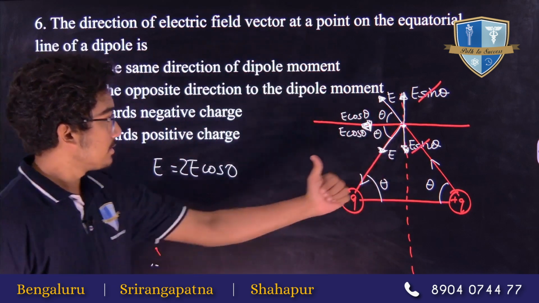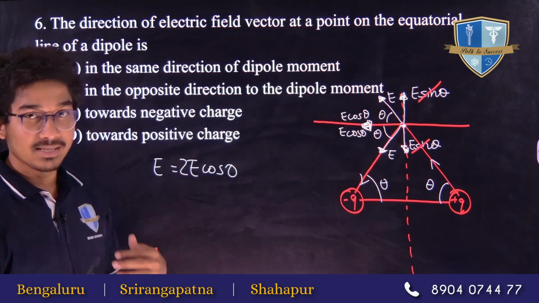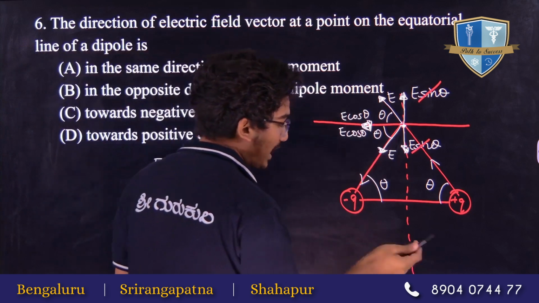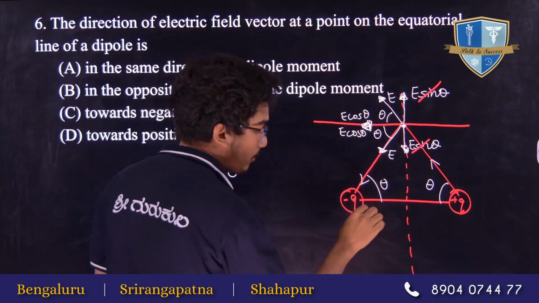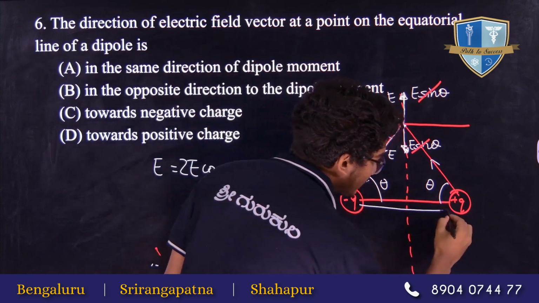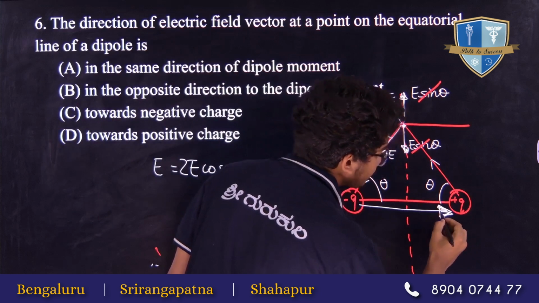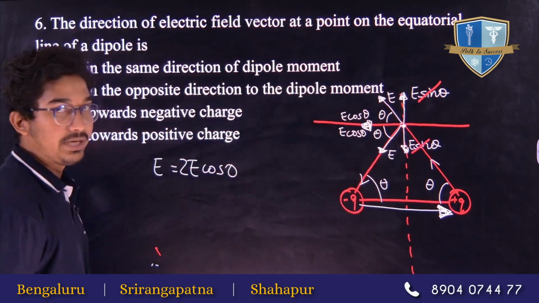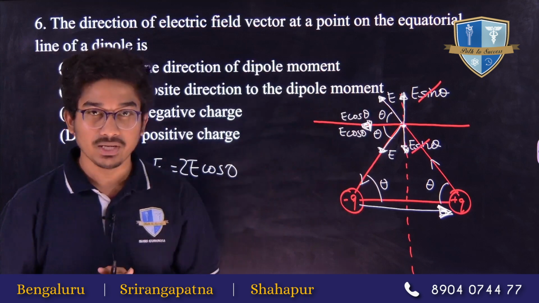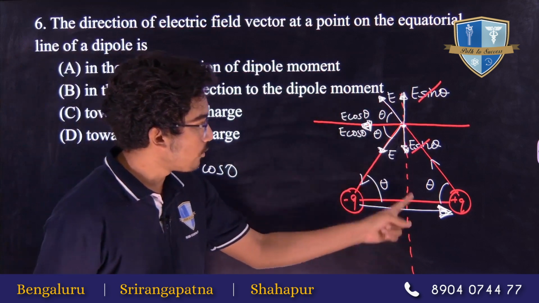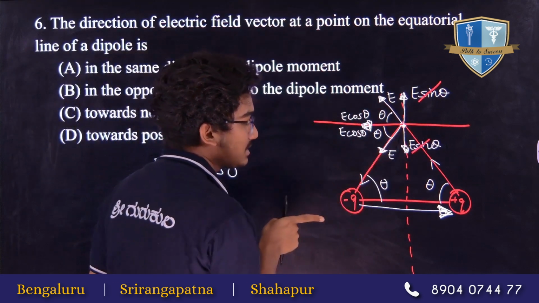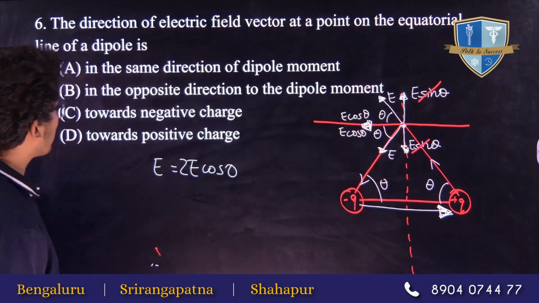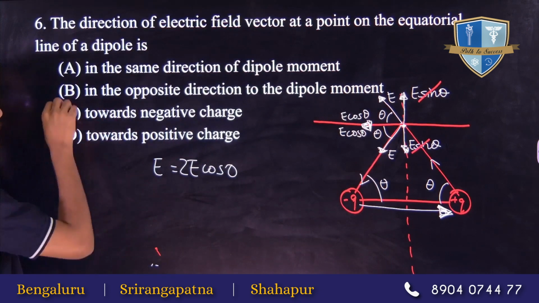So it is in this direction, and the direction of dipole moment is from negative charge to the positive charge. So direction of dipole moment is something like this. So this is the direction of dipole moment, and this is the direction of electric field at any point on the equatorial line. So they are opposite in direction. This is going in negative direction, this is going in positive direction. So our correct option will be option B.